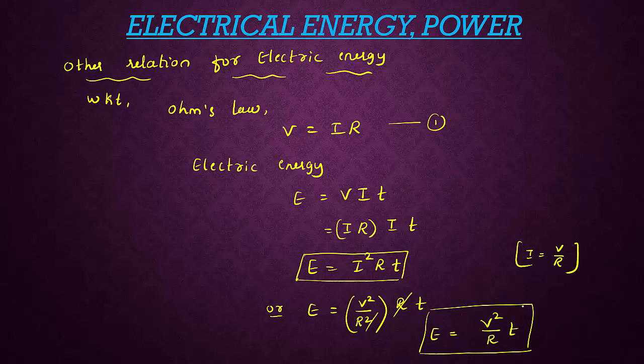See here we have three equations. Either you can use E equal to VIT, or E equal to I square RT, or E equal to V square by R into T. So in numerical problems, if V, I, T are given, we can use the first equation, equation A. Suppose resistance is given, then we can go for equation B. Suppose voltage, potential difference is given, then you can go for equation C. These are the other relations for electric energy.